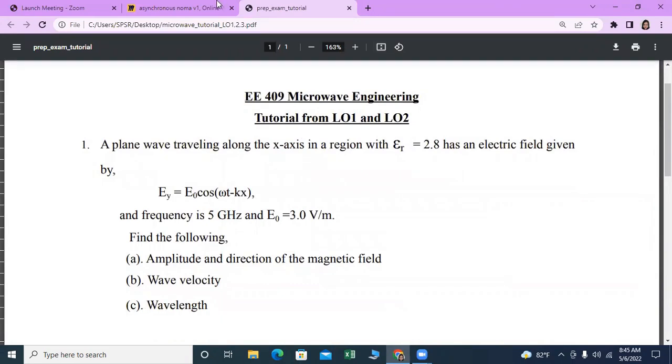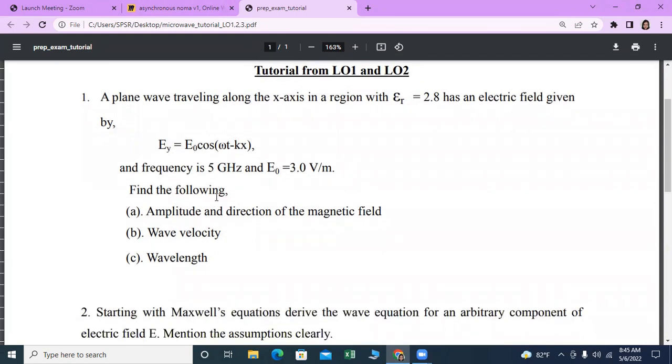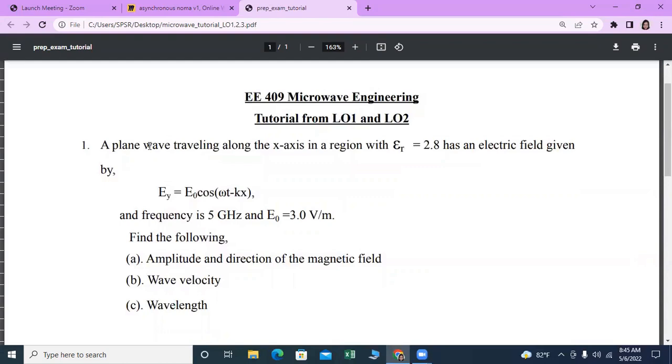The first question is about a plane wave traveling along the x-axis in a region with epsilon r equals 2.8 and has electric field given by Ey equals E naught cos(omega t minus kx). The frequency is 5 gigahertz, and the magnitude of the electric field is 3 volts per meter. We are asked to find the amplitude and the direction of the magnetic field, the wave velocity, and the wavelength.